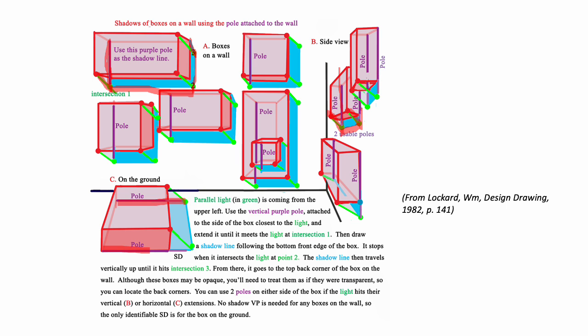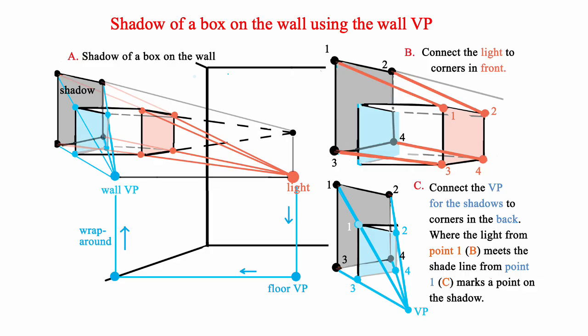Now, in all of these cases, we don't really need the shadow direction. In fact, the only place where we can identify it is here on the horizontal box. Here's a shadow of a box on the wall using a wall vanishing point. And as I described previously, to find that point, you go to the floor vanishing point horizontally across until you reach the edge of the room, and then vertically up until you're level with the light. And that's the wall vanishing point.